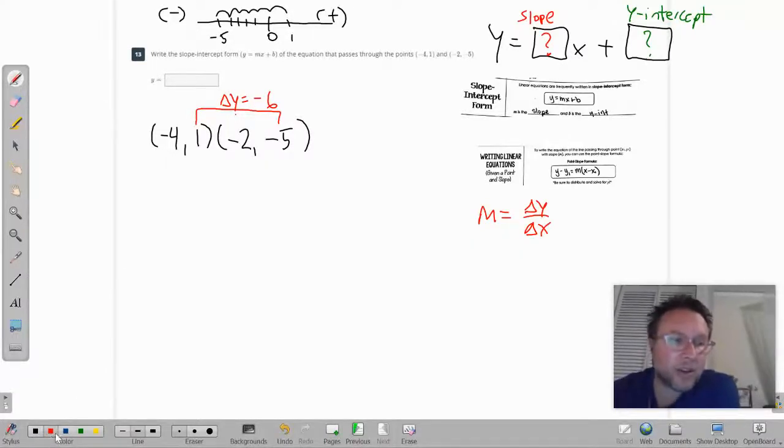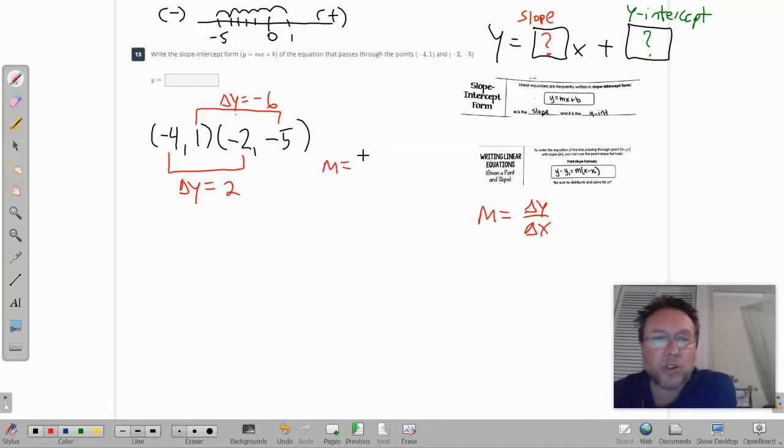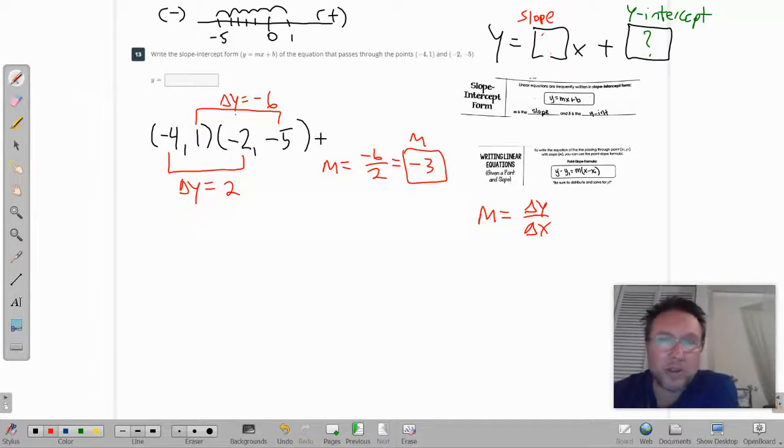And then if I go from -4 to -2, what is that a change of? Well, if I'm at -4 and I go to -2, that's 2 steps, but I took them up, right? So I'm headed in a positive direction. So then my slope would be -6 over 2, which would be -3. So I now know what my slope is, no longer a mystery. My slope would be -3.